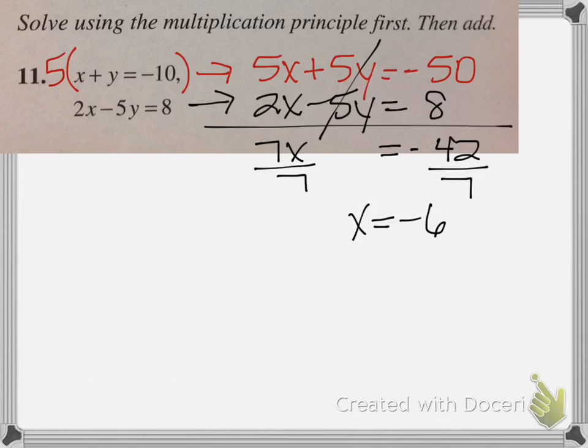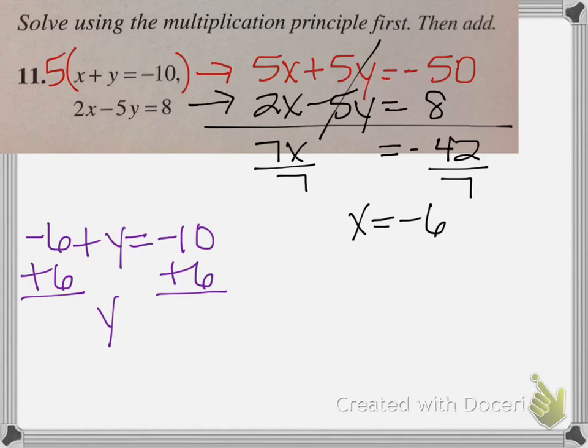Now I have to find y, so I'm just going to pick the top one. So instead of x, I'm replacing that with negative 6. Negative 6 plus y equals negative 10. Add 6. y equals negative 4. So my solution is negative 6, negative 4.